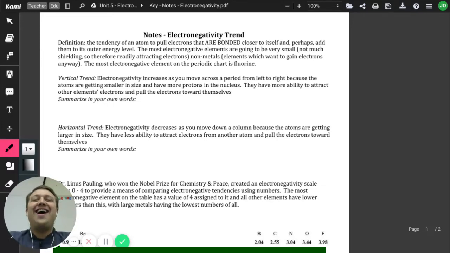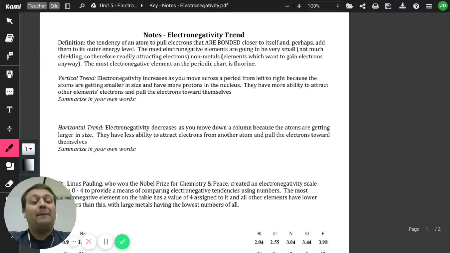Today we're going to be continuing our notes on periodic trends, and we're going to be focused on electronegativity. For this, you do need to make sure you've got your notes, something to write with, and a periodic table, because we're working with the periodic trend. So let's go ahead and dive on into electronegativity.